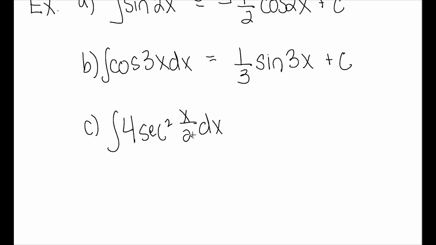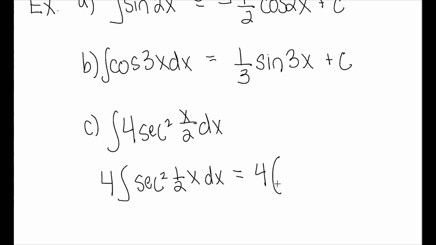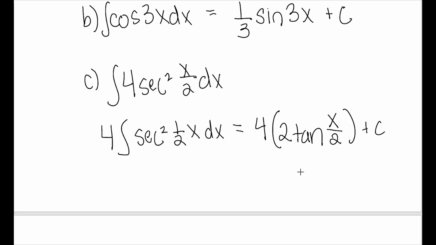For secant squared x over 2 dx, first we're going to take the constant and move it in front. Okay. So we get 4 times. Now I divide by 1/2, and dividing by 1/2 is the same thing as multiplying by 2. Change the secant squared to tan, so 2 tan of x over 2 plus c. You can just distribute the 4, and your final answer will be 8 tan x over 2 plus c.